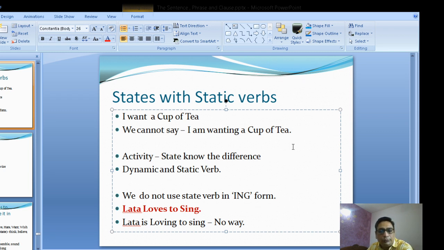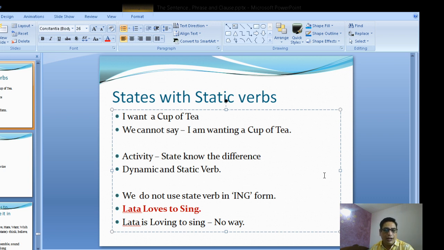So activity and a state, it's very important. Dynamic and static verb. Activity means dynamic and a state means static. जब एक condition का बारे में बताया जा रहा है, that is static. Alright. Now we do not use the static verb or state verb in ing form. For example, Lata loves to sing. Lata is loving to sing? No way. So whenever we are using a dynamic verb, we can use the progressive tense, but when we are using a state verb, we cannot use the ing form of it.